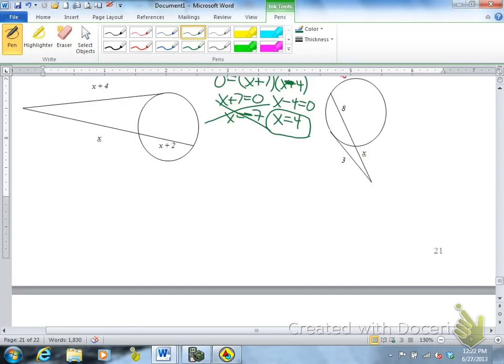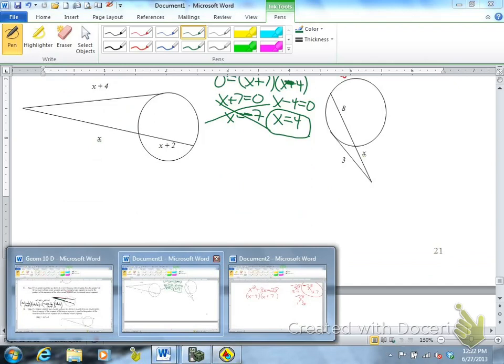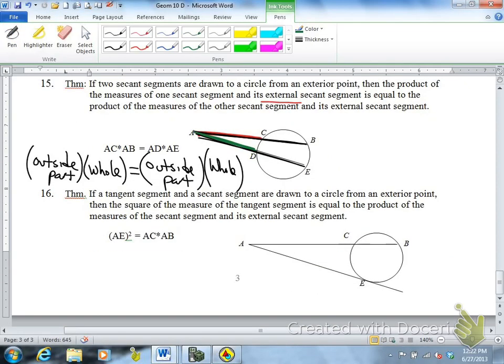Okay, to try the next two, this is our last theorem. It's kind of related, actually, to the one we just did. It's a special case. It says this, number 16, if a tangent segment and a secant segment are drawn to a circle from an exterior point, so here's your exterior point, this is your secant segment, passing through twice, this is your tangent segment, touching the circle at exactly one point, then the square of the measure of the tangent segment is equal to the product of the measures of the secant segment and its external secant segment.